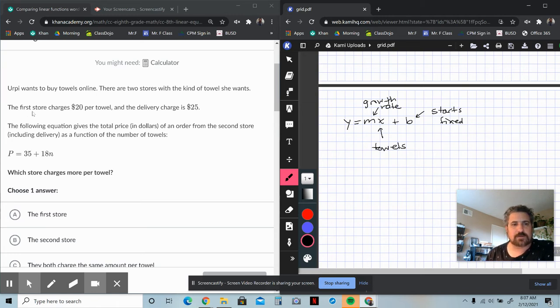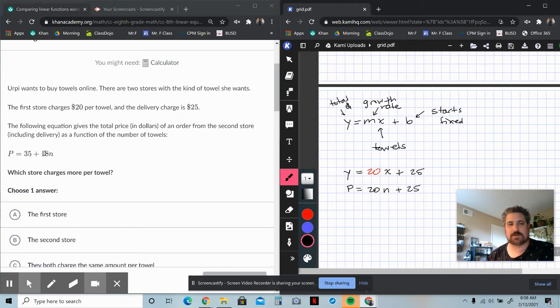In this case, the first store charges $20 per towel. So that's the rate: they're charging you $20 for every towel, where x is the number of towels. And the delivery charge is $25. Whether you buy 50 things, 100 things, or 1,000 things, it's only going to cost you $25 for delivery. So that's a fixed cost. And the result, y, is the total cost. Now we've got this equation we can compare. If you wanted to use the same variables they use, this equation would be P equals 20N plus 25.